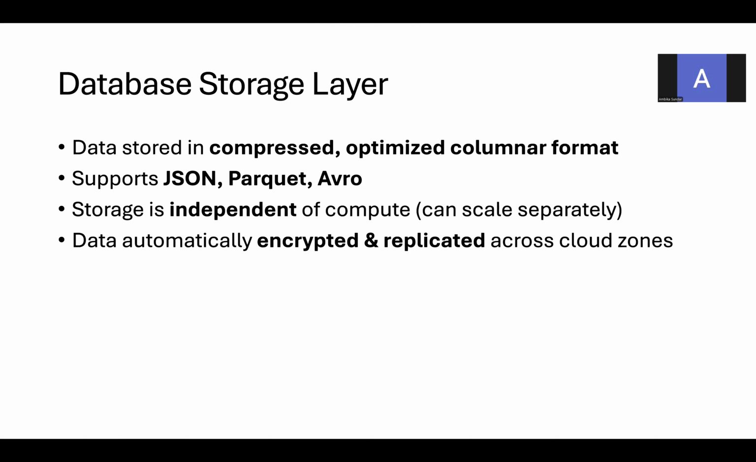It supports JSON, Parquet, and Avro, the semi-structured data. The storage is independent of compute. It can scale separately. Sometimes you may be in a position to store a large amount of data and do very little computation, and vice versa. Data is automatically encrypted and replicated across the cloud zones. So once the data is compressed, optimized, and completely processed, it can be encrypted and replicated in different Snowflake cloud zones so that different Snowflake accounts can access the data.